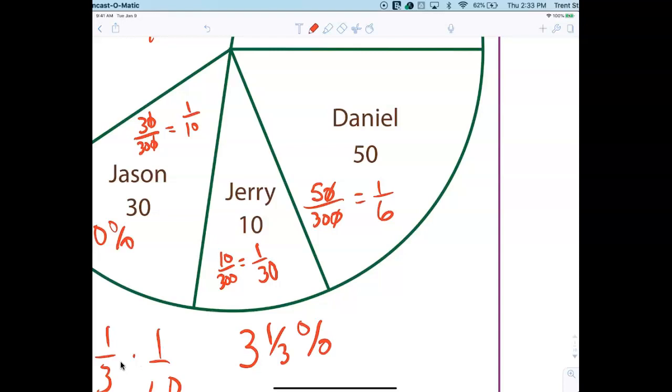Somebody tell me what 1/3 is. What's 1/3 as a decimal? 0.3 repeating. All right, so now listen to me. Here's what I'm trying to tell you. 1/6 is 1/3 times what? 1/2. We said that 1/3 is 0.3 repeating, right?